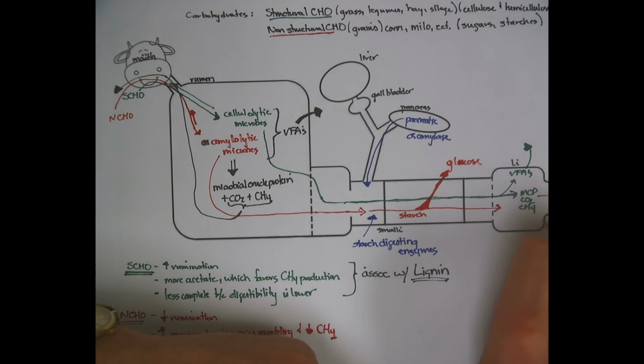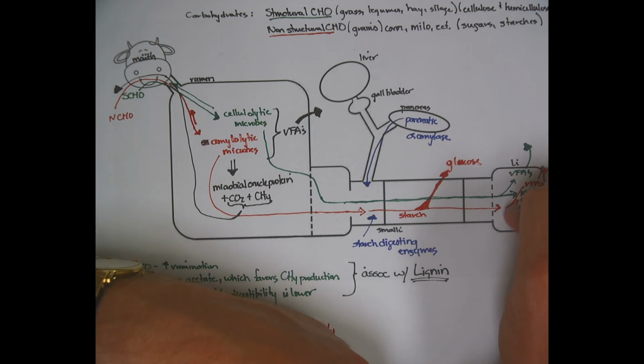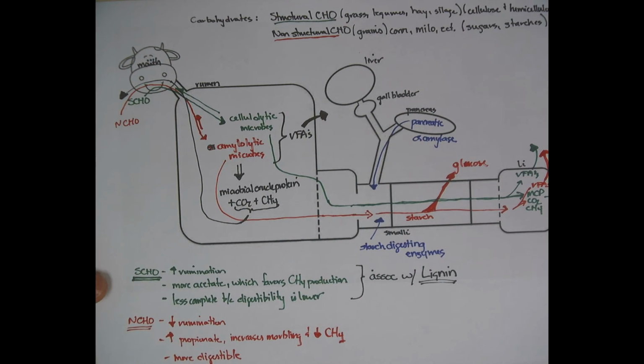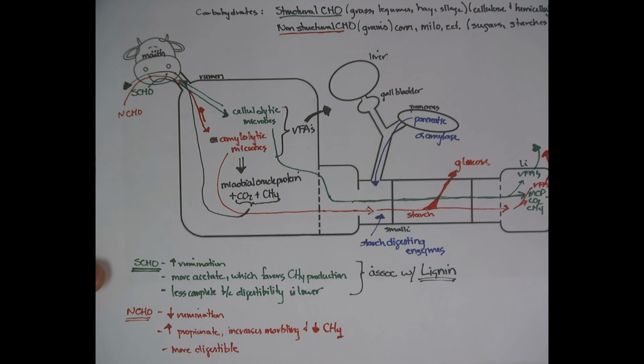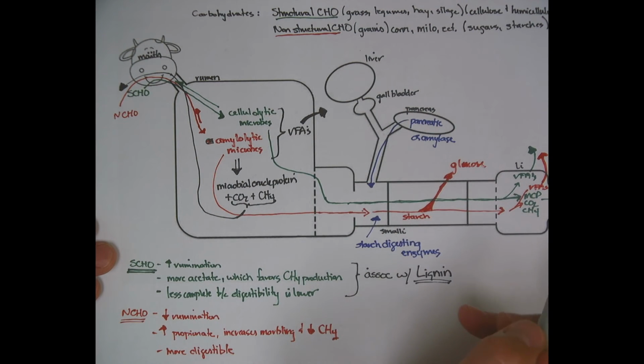So some starch will not get digested in the small intestine and will be used to produce microbial crude protein, CO2, methane, and more VFAs. And once again, those VFAs favor propionate, right? Because we have more propionate. So when we look at the digestion of carbohydrates, we have really only two things absorbed.